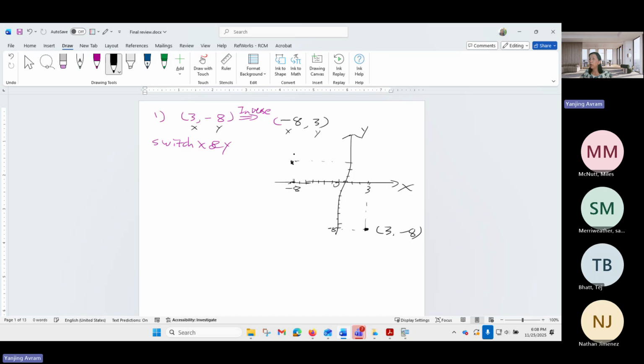So that is my P prime. You call this P prime, and this is point P. Point P here is (3, negative 8), and my P prime here will be (negative 8, 3).